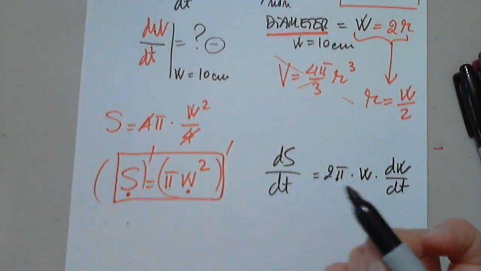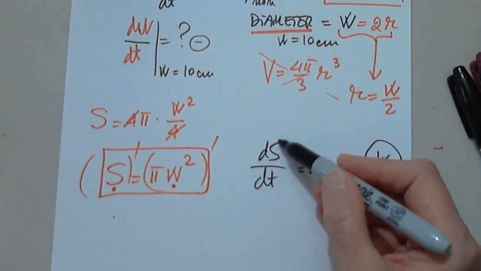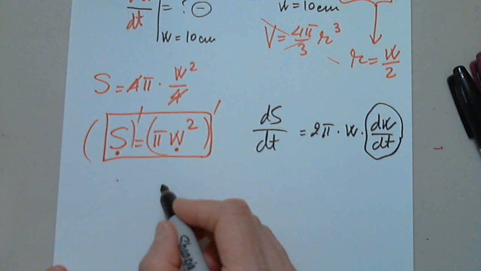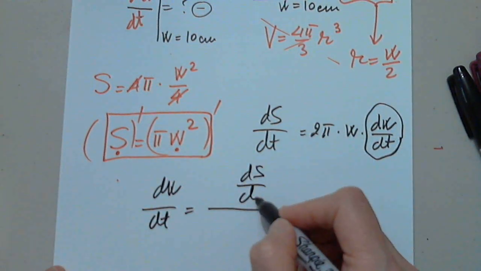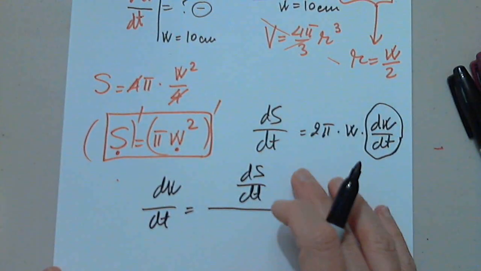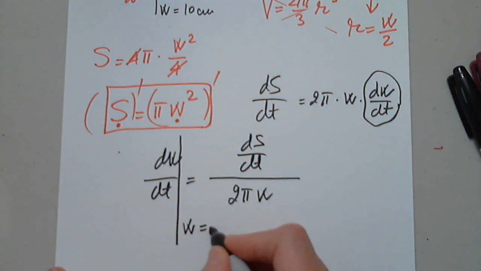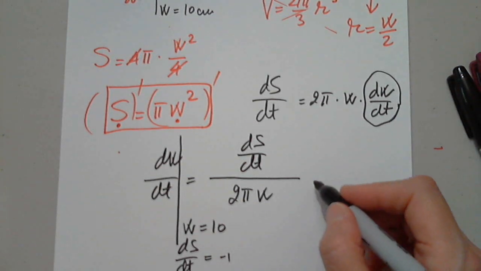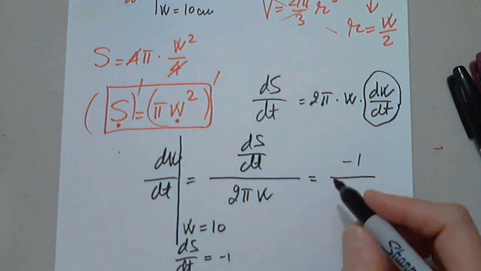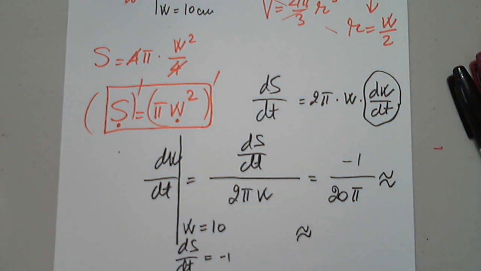Awesome. Now we are told this is what we are after. This is our variable. I will divide all this by this. So dw over dt. This, you cannot separate them. This is one thing together. So 2 pi w. Now I will say when w is 10 and ds over dt is -1. And it's done. So the numerator is -1. The denominator is 20 pi. Of course, I will approximate.